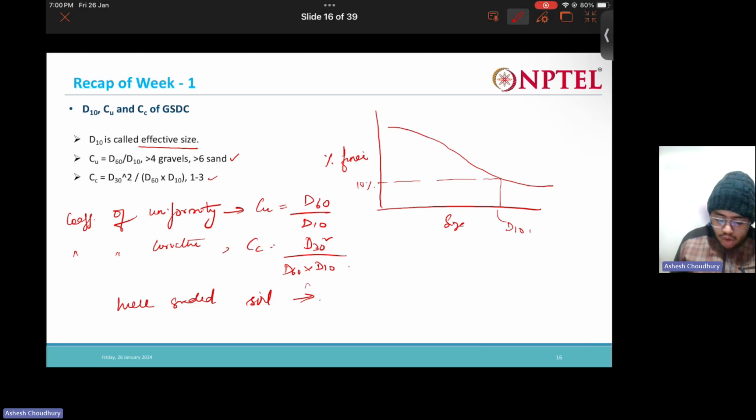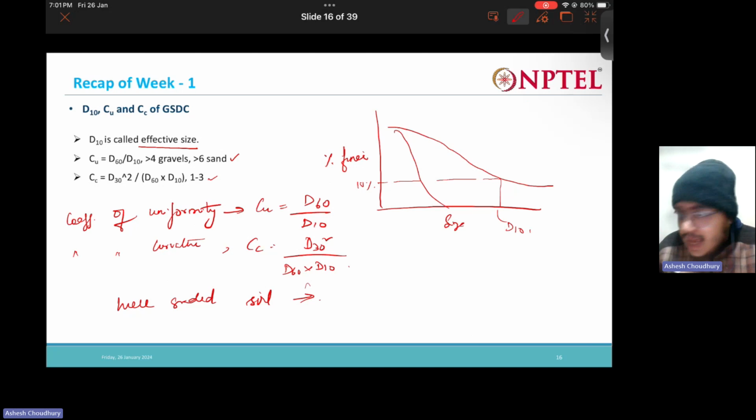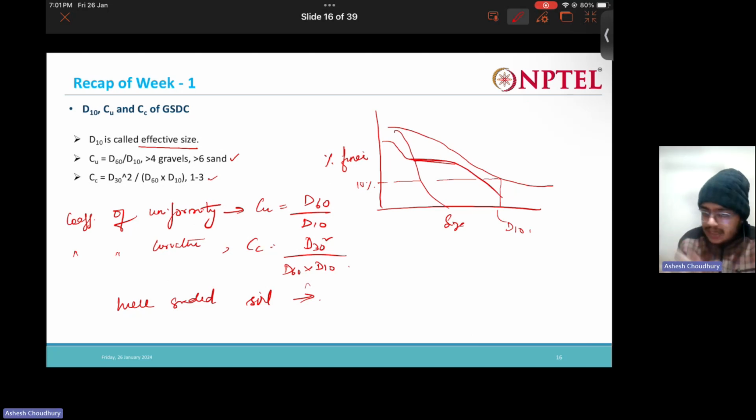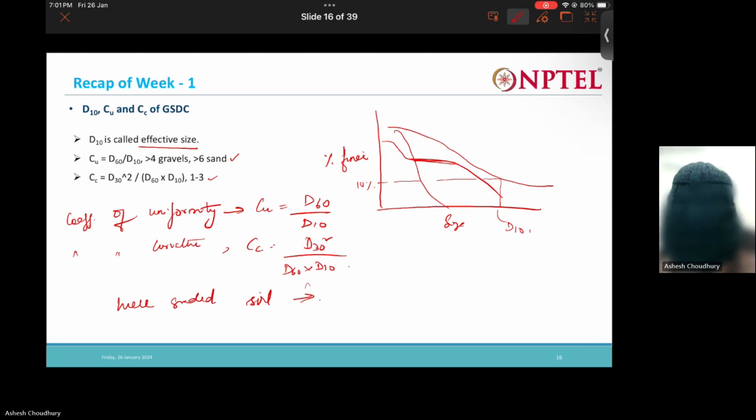Then we have poorly graded. Poorly graded means only some particle sizes are present. And the other is gap graded. Gap graded means some sizes are actually missing in between. This is all about the grain size distribution curve.